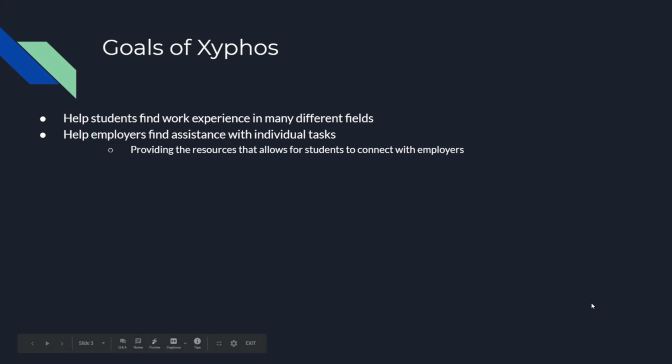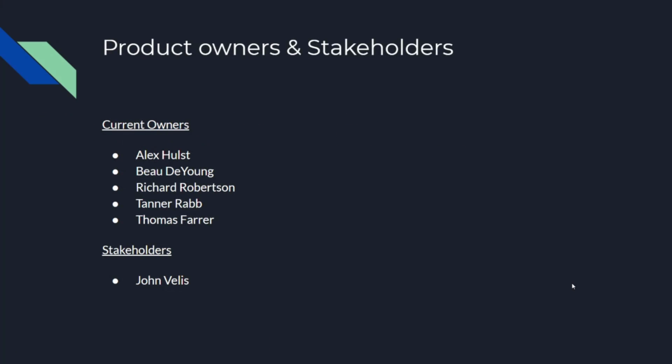Now, if we look at the goals of our application, Xiphos, it was to help students find work and find experience through work and help employers find students to complete individual tasks. And we had them connect easily with their emails. Now, the current owners of Xiphos is the team that you just heard, Alex, Bo, Richard, Tanner, and Tom. And our stakeholder is John Vilas.